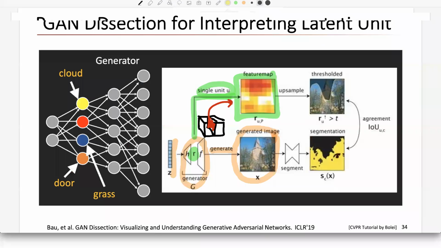And in the paper, they made a very, very interesting observation. When we just visualize this feature map, it looks like this, right? The whiter, the higher. And then they use a segmentation network, an image segmentation network.